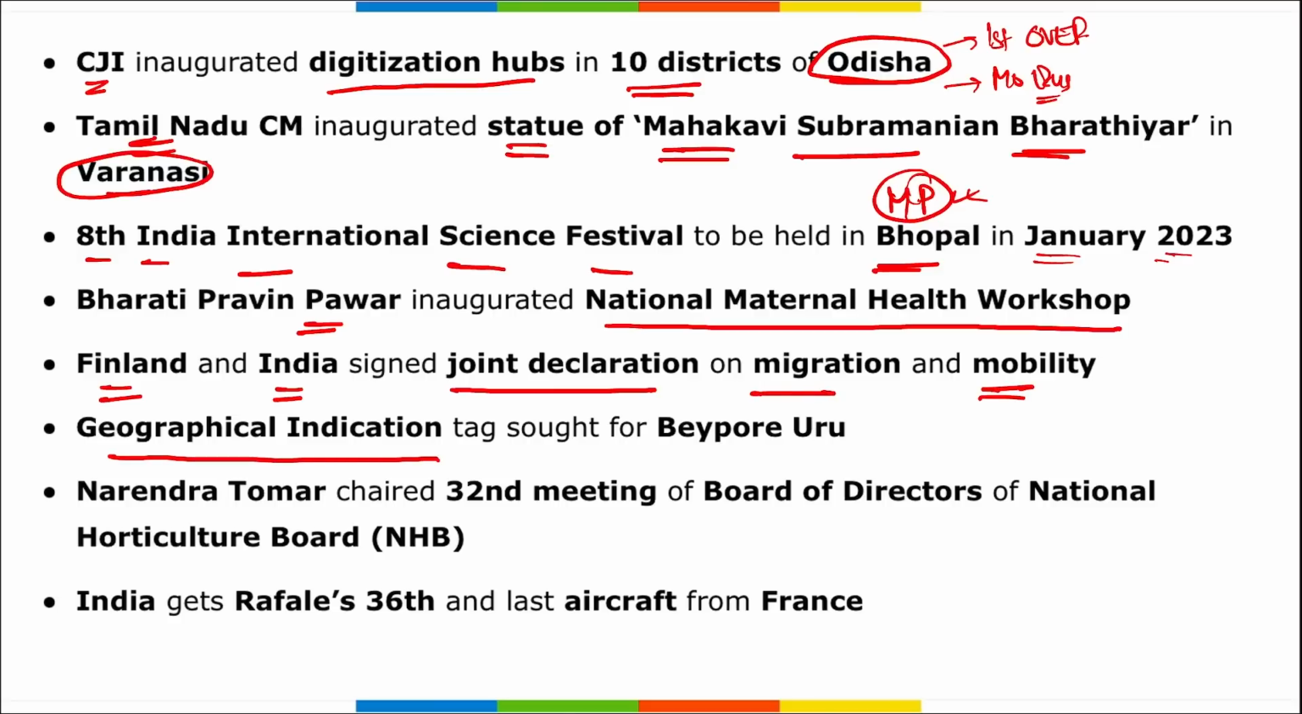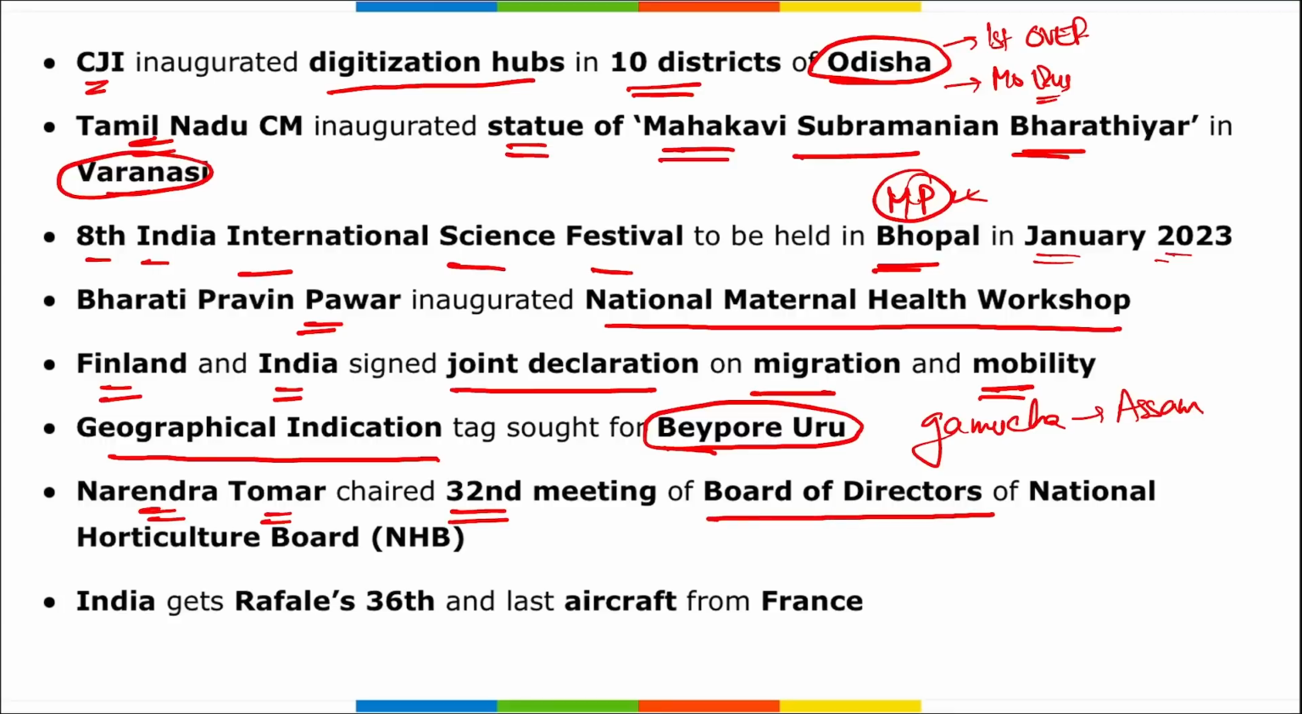GI tag, that is your geographical indication tag, sought for Bepur Uru. Also, Gamocha of Assam recently got the GI tag. Mithilia Makhana of Bihar got the GI tag. Saffron of Jammu and Kashmir got the GI tag. Next, Narendra Tomar chaired the 32nd meeting of Board of Directors of National Horticulture Board. India gets Rafale's 36th and last aircraft from France.